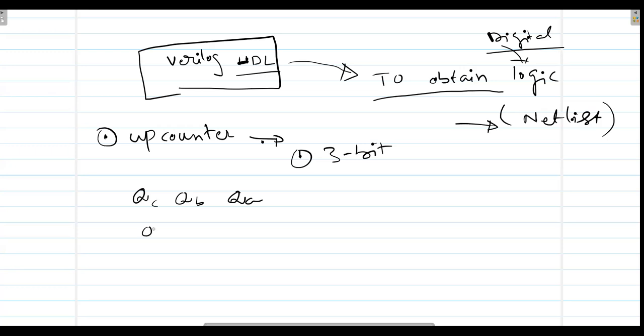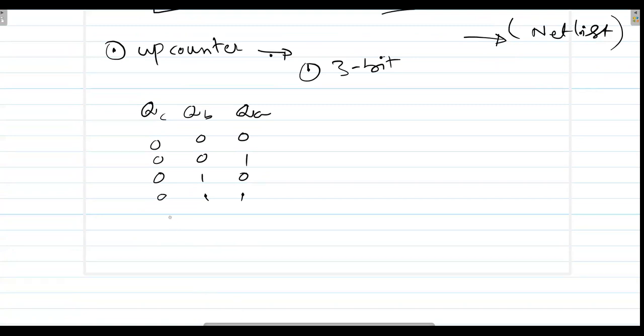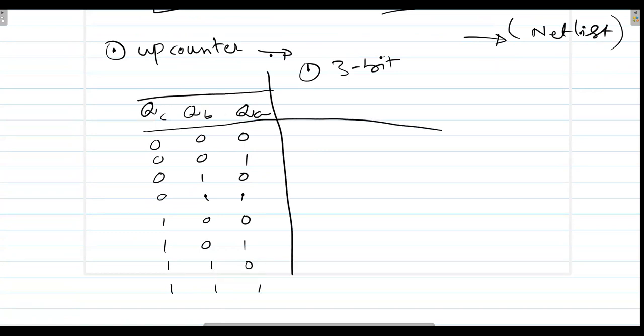So we listed that the present state is 0, 0, 0. Next count is going to 0, 0, 1. Next count is going to 0, 1, 0. Next count is going to 0, 1, 1. And then the count is going to 1, 0, 0, then 1, 0, 1, then 1, 1, 0, then 1, 1, 1. So this part is called the current state.